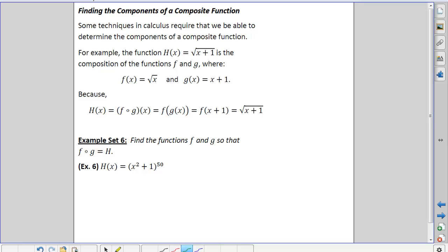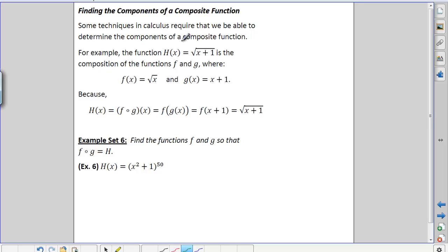The last thing we've got here is finding the components of a composite function, and this is a calculus technique that might be useful if you do go on to take calculus. You'll see something like this. It's basically what we just did, only backwards. In those previous problems, we would take two functions and put them together to form a composite function. For these examples, we're basically undoing that. We're taking a single function and breaking it into two components. And those two components make up what could be put together as a composite function.